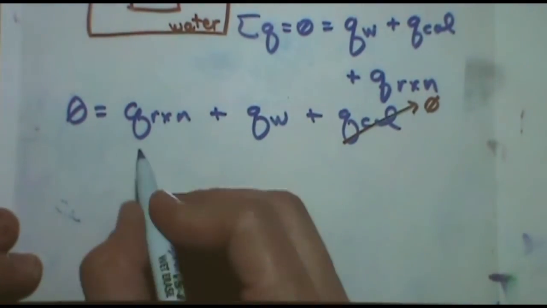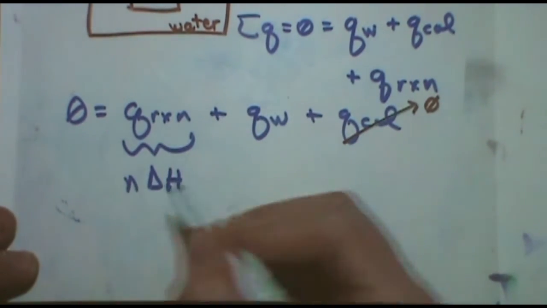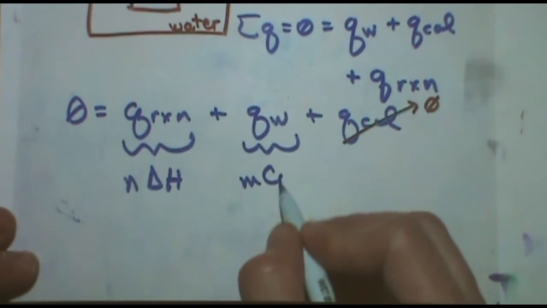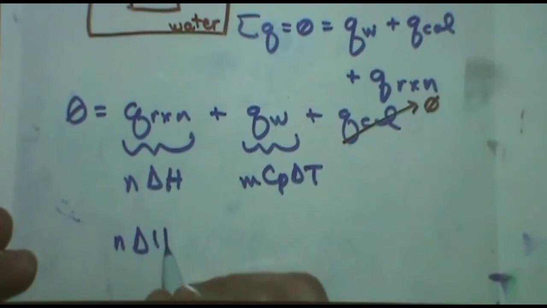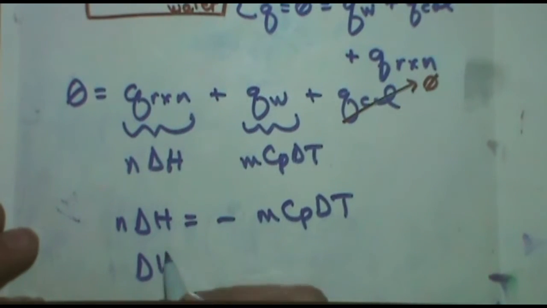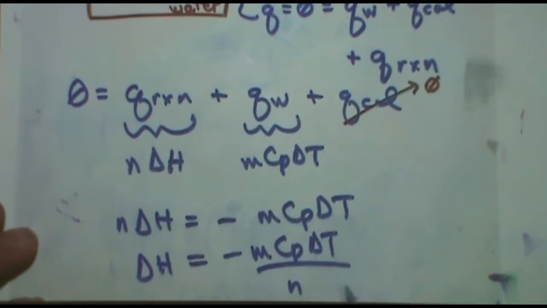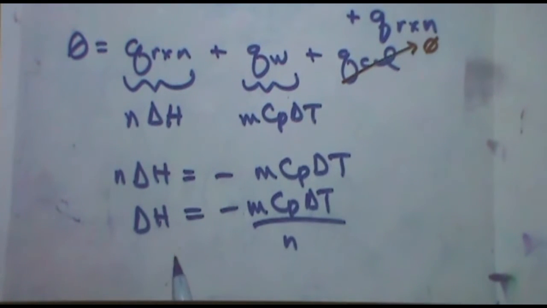All right? So then you'll say, okay, this is going to be some probably N delta H term because it's a reaction. This will be mCp delta T. So then say you wanted delta H, you would say N delta H is equal to negative mCp delta T because they sum to 0. And delta H is mCp delta T divided by N. Again, it depends on the units of delta H. Here I'm assuming the units are in joules per mole. So thus I have an N term here.